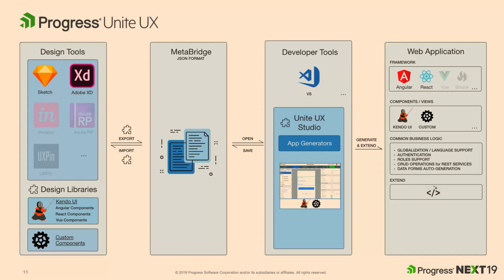So out of the design tool, we've also built in a plugin to that design tool that allows you to export to this MetaBridge format. That MetaBridge format is then consumed into Unite UX Studio, which is a standalone cross-platform application. So in Unite UX Studio, you import the MetaBridge, and that design gets instantly translated into a fully working Angular application from design to code.